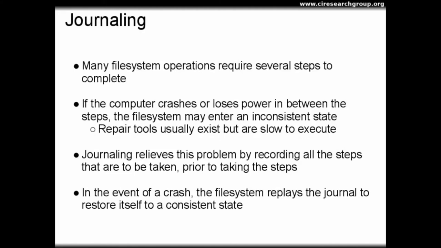A solution to this problem is called journaling, and the way this works is by recording all the steps that are to be taken in something called a journal, a special part of disk space reserved for this particular information. It records all the steps that are going to be taken prior to taking the steps. Thus, if the system should crash in the middle of a file system high-level operation, all that needs to occur is the journal simply needs to be replayed next time the file system is mounted, and the steps can be carried out again and leave the file system in a consistent state.